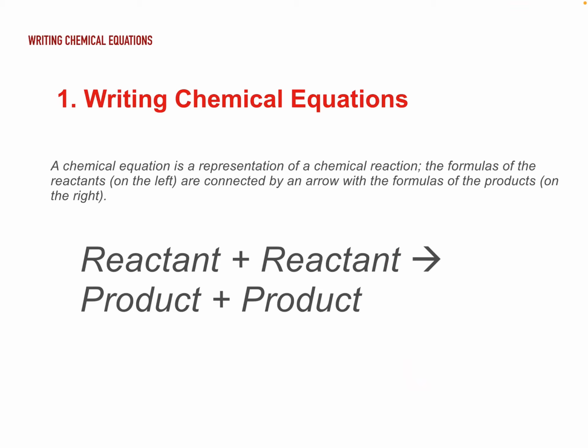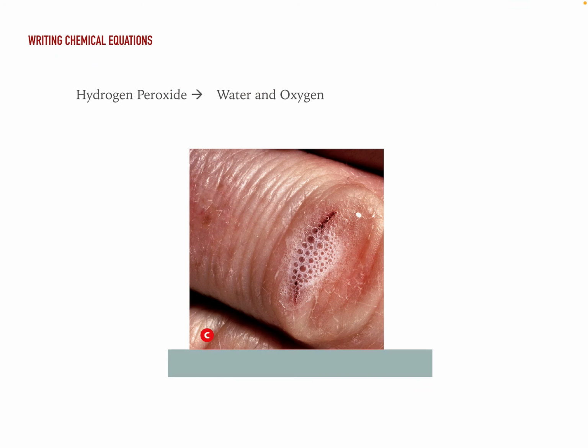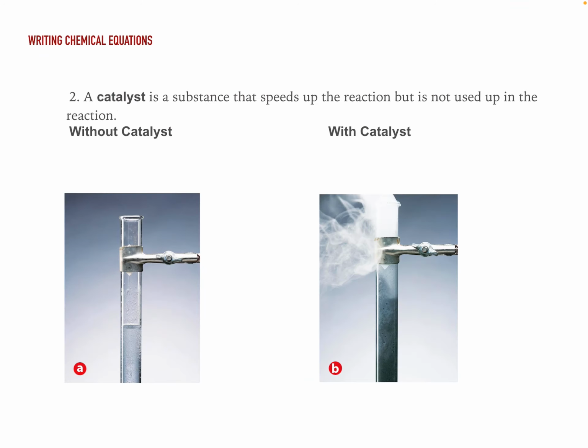So the arrow represents the reaction happening. Reactants are on the left, products are on the right. A couple that you will be familiar with: rusting. Iron is reacting with oxygen and making iron 3 oxide. Hydrogen peroxide decomposes into water and oxygen. We'll use some of these.